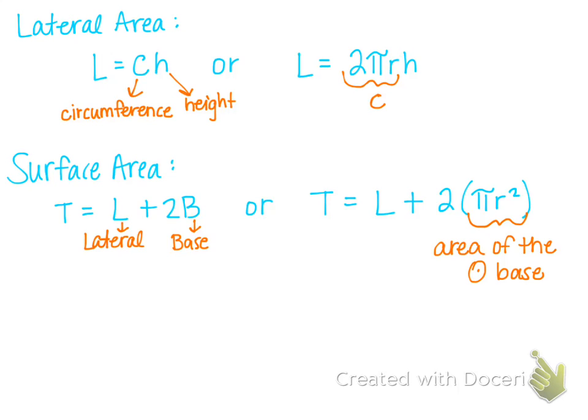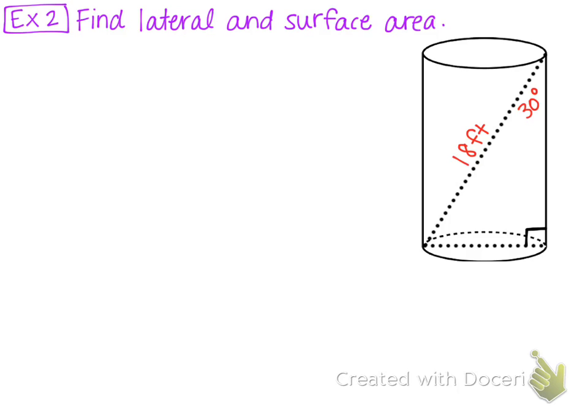Okay, now let's do some examples. Find the lateral and surface area. The lateral for a cylinder is everything except for the top and the bottom. It's like if you had a can of soup and you peeled off the label, that would be the lateral area. So first, let's write down our formulas. The lateral is circumference times height. I'm going to plug in for circumference: 2 pi r times the height.